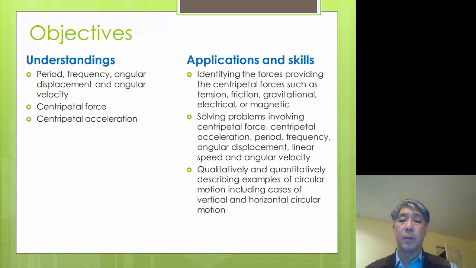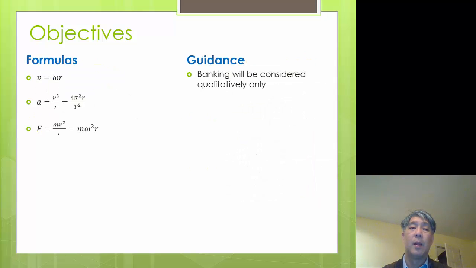Obviously, we'll need to be able to solve problems involving centripetal force and centripetal acceleration. And also qualitatively and quantitatively describe what happens in circular motion when it's not uniform. This is primarily vertical circles where it slows down and speeds up as it goes around the circle.